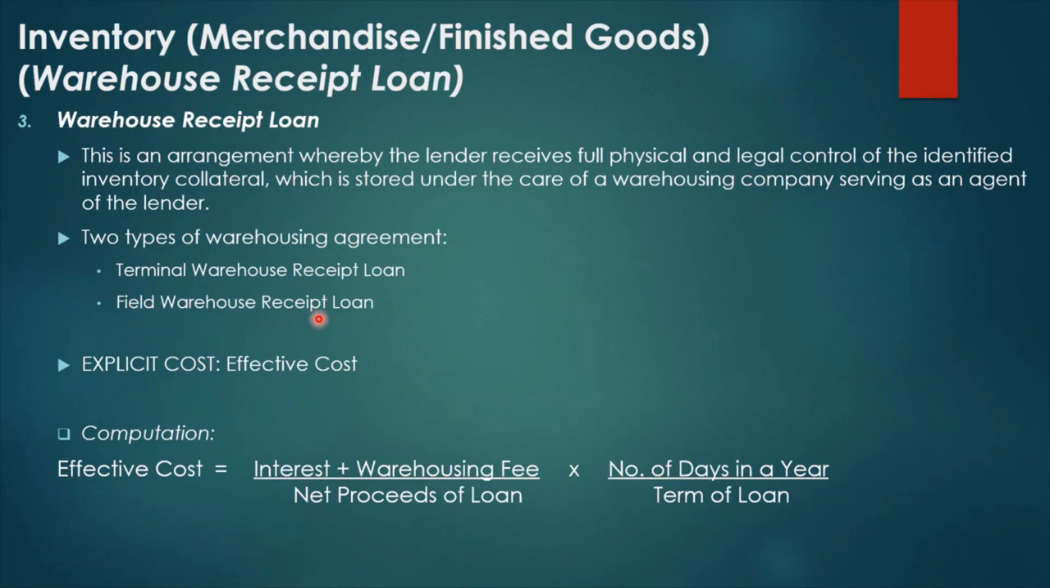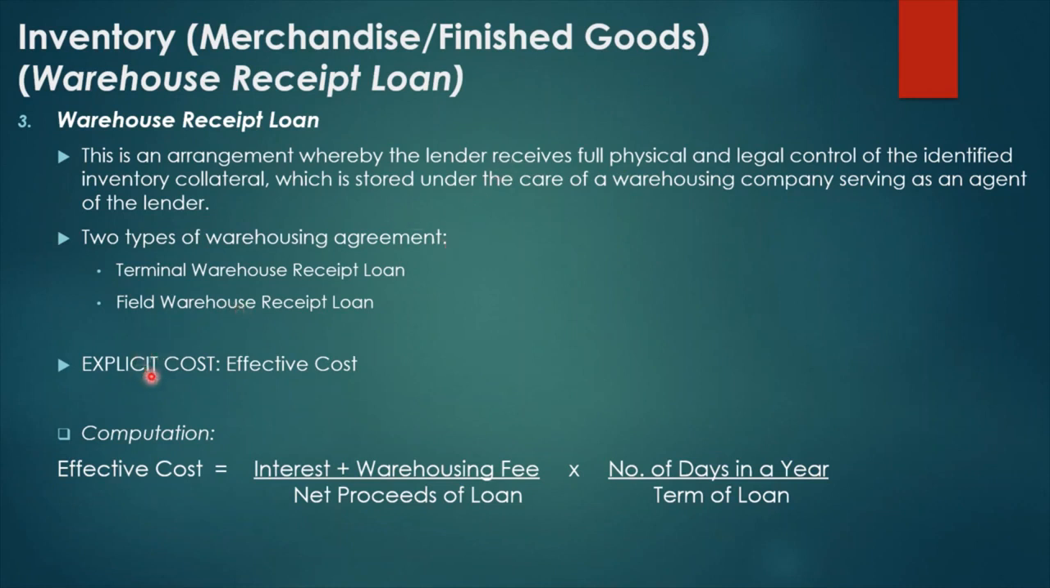Sa field warehouse naman, ang pagkakaintindi ko dito is yung inventory nasa warehouse or nasa lupa pa rin siya, nasa property pa rin siya ng borrower. Pero yung mga specifically identified inventories na yun, it is physically or actually segregated from the other inventories. So since it is physically segregated, yung physical and legal control over that inventories na kay lender pa rin kahit na nakalagay sa same property, sa same location with the other inventories ni borrower. So, si terminal warehouse, sa public warehouse siya nilagay, sa field warehouse, doon pa rin sa property ni borrower, pero physically segregated na siya from other inventory because the full physical and legal control of those inventories are transferred kay lender na.